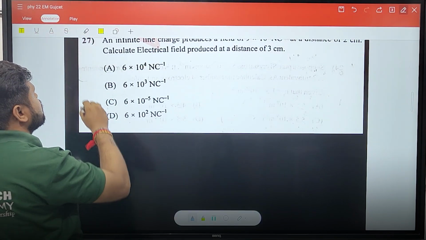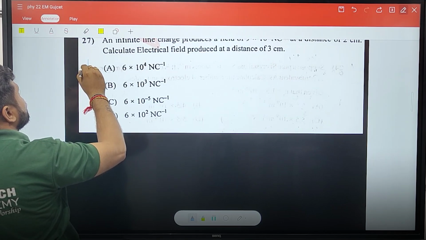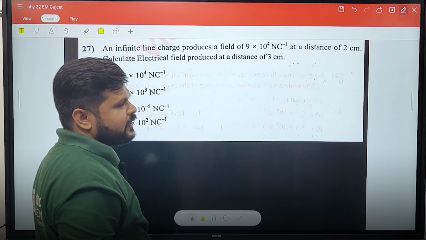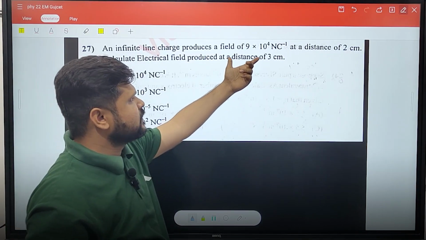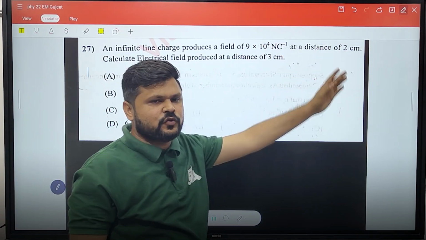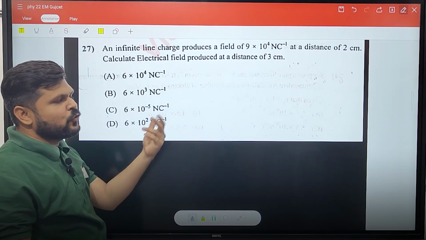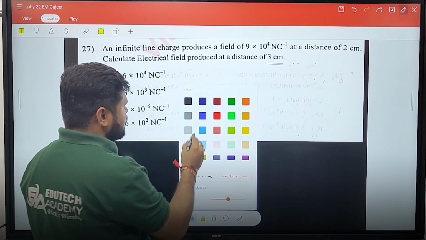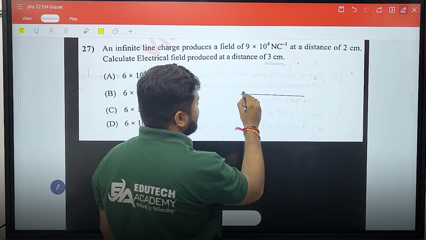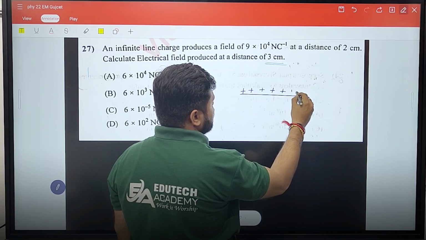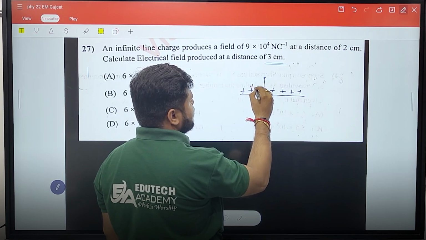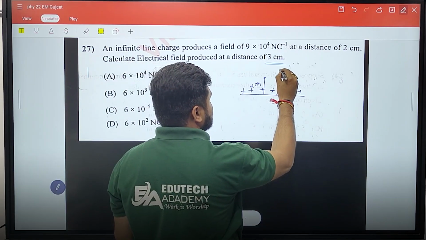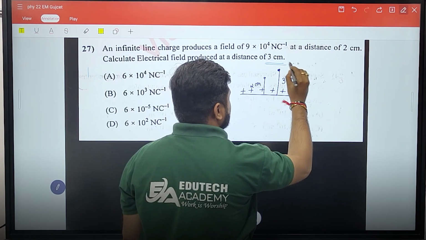This is one good MCQ. An infinite line charge produces this much electric field at a distance of 2 cm. So how much electric field will it generate at a distance of 3 cm? So there is one line charge. We are given the electric field at a distance of 2 cm, that is 9 into 10 raised to 4, and at 3 cm, we are asked to find the electric field.